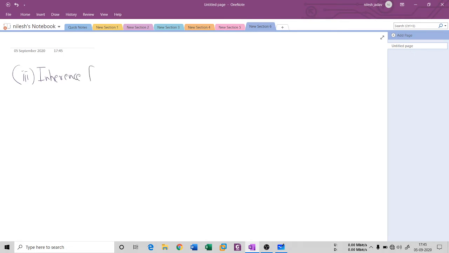Inherence factor. And so what do you mean by inherence factor? Well, something the user is or does. It is something like this: something the user is or does. So what can they do? Well, it's a fingerprint. You do that, right?